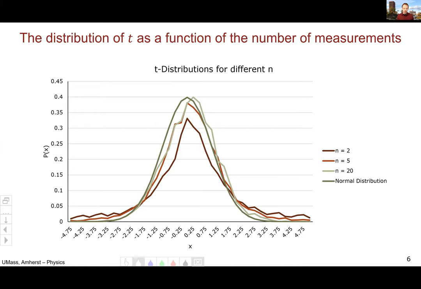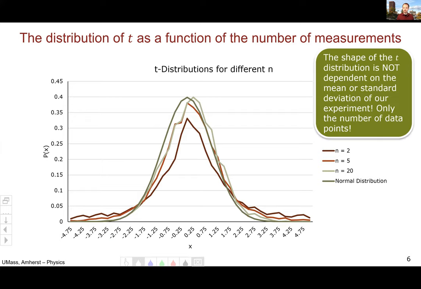However, just like with the normal, the area under all of these is equal to 1 by construction. So we can still look at areas and use those for determining p-values. A nice thing about the t-distribution is that it's independent of the mean or standard deviation of our experiment. The only thing that matters is the number of data points, which is really where the power comes in. If I know the number of measurements, that tells me what my t-distribution will look like. And then I can look at areas just like I do in the z-test to determine p-values.